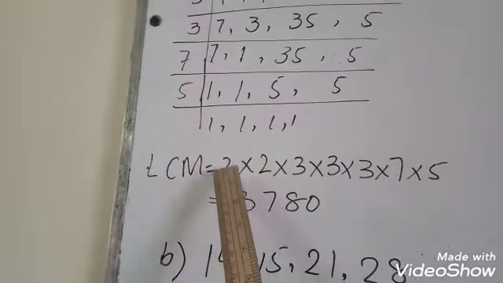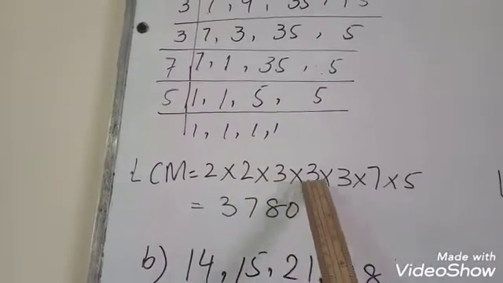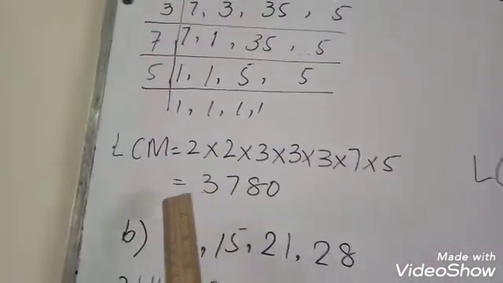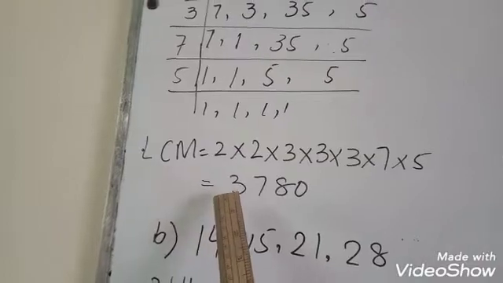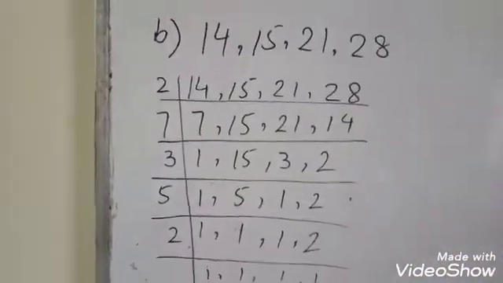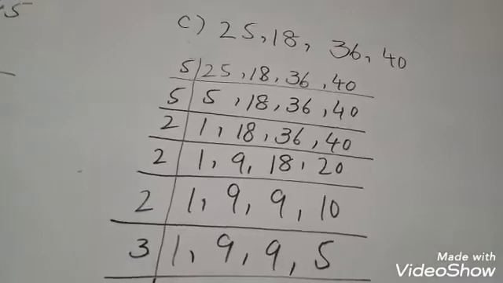Now we write here factors. LCM is equal to product of factors. 2 multiply 2 multiply 3 multiply 3. These factors we multiply, and then we get answer 3780. B part is also same. C part is also same.